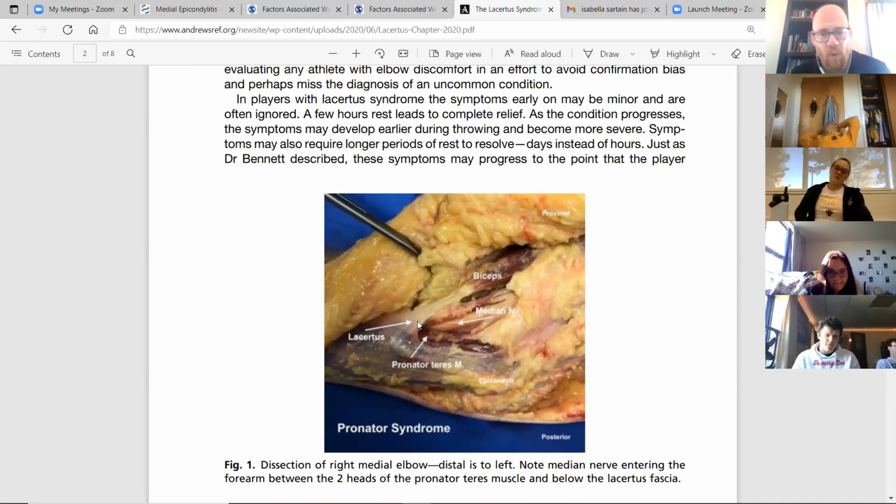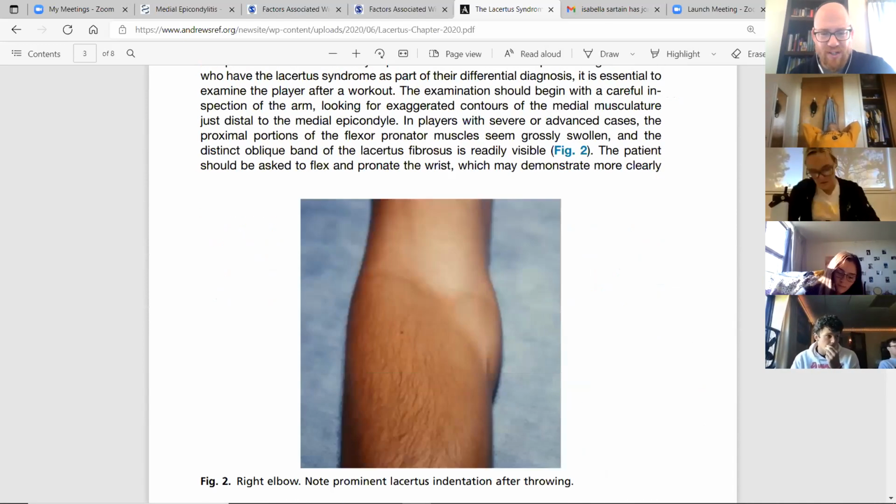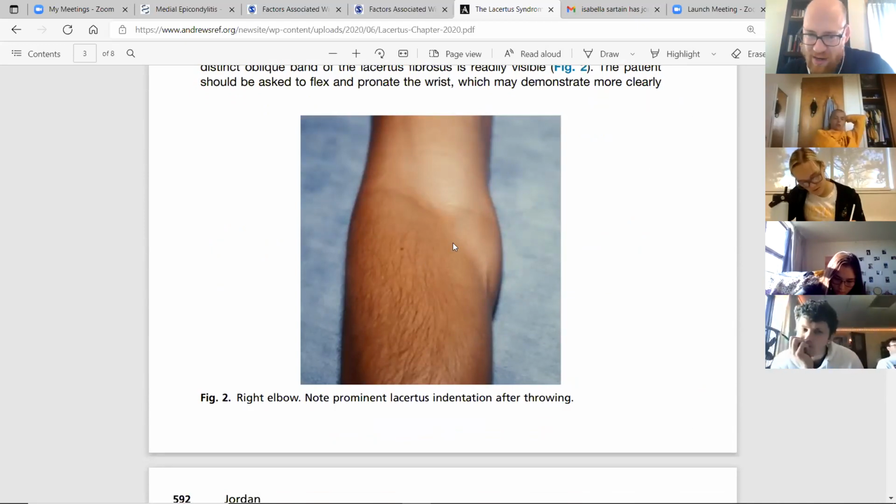Okay, so one of the things that we often see, particularly in overhead athletes, is that over time, check this out. If you're swole, particularly like this guy, and you're a thrower, you can see the Lacertus, because it's thickened up so much, develops a nice little indentation between the pronator and the medial compartment. You can see that coming right off the bicep tendon, right there.